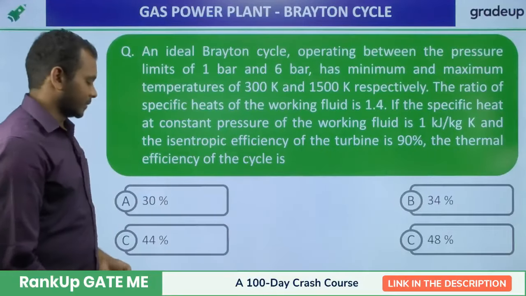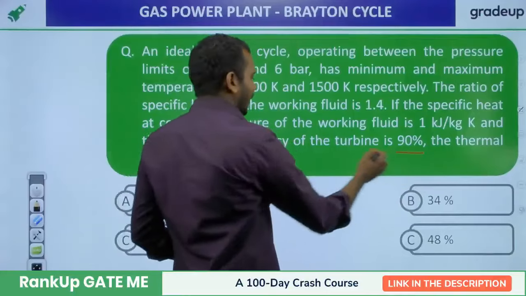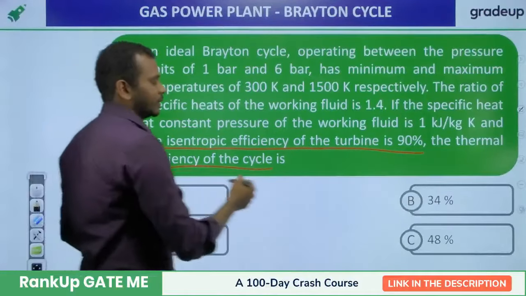So find out the thermal efficiency. Just I would like to do the same problem again. So we have here the isentropic efficiency of the turbine 90%, and we need to find out the thermal efficiency of the cycle.